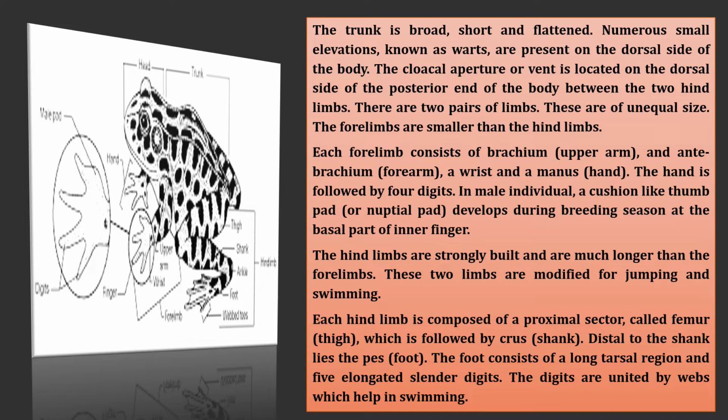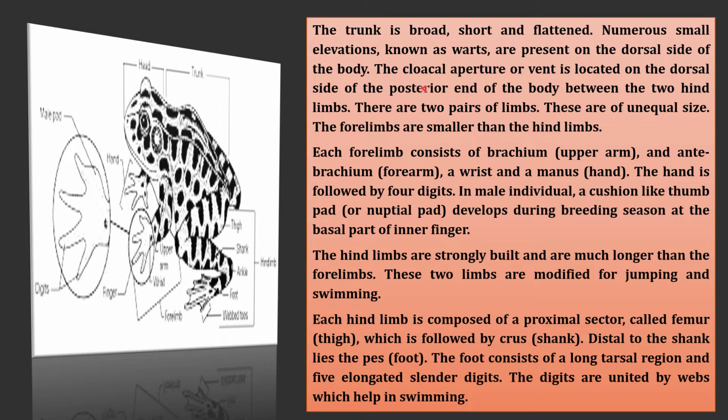So the trunk is broad, short and flattened. See the diagram. This is the trunk portion. You also know the trunk has been shown after the head, and this portion is broad. You can see a short and flattened type of structure.